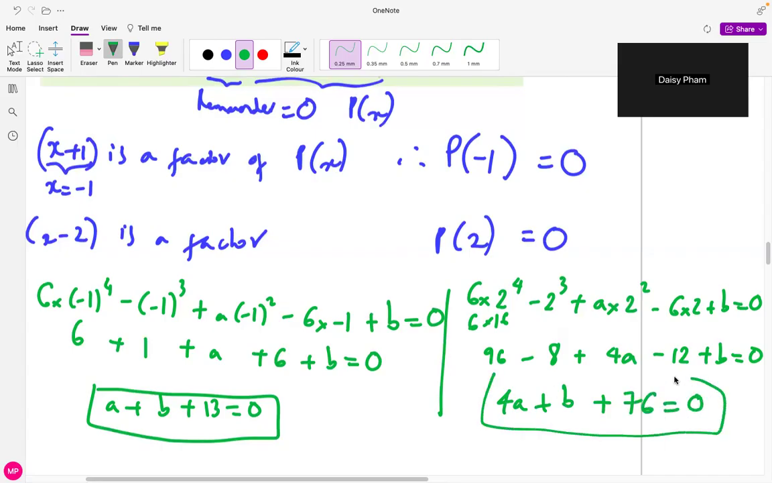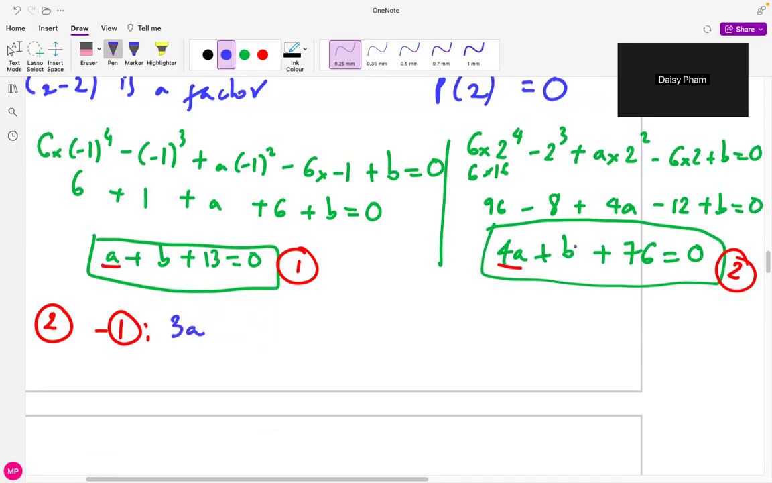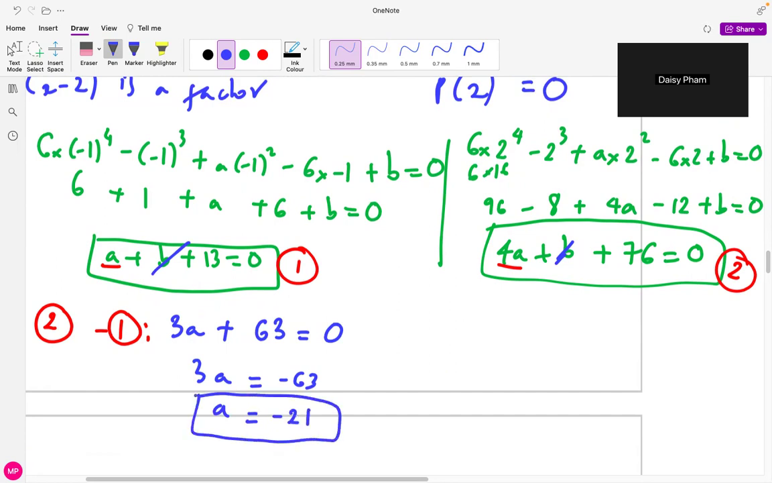So you have two equations, and you can solve for a and b simultaneously. They both have b, so let's call them equation 1 and equation 2, and I would subtract them: 2 minus 1. 4a minus a gives me 3a. The b's cancel out. 76 minus 13 gives me 63, so 3a plus 63 equals 0. So 3a is negative 63, divided by 3 gives negative 21. So a is negative 21.